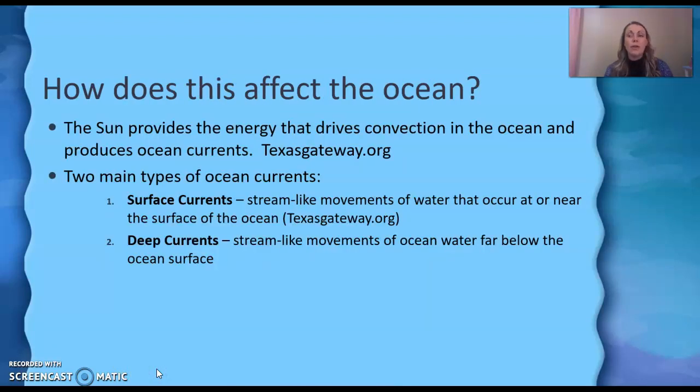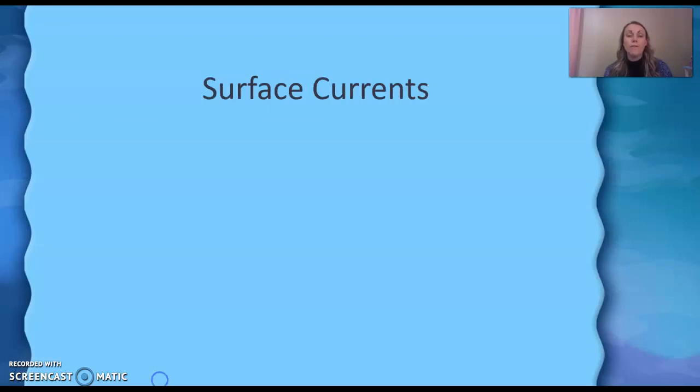How does this affect the ocean? The sun provides the energy that drives convection in the ocean and produces ocean currents. And there are two main types of ocean currents that are produced. We have surface currents and we have deep currents. Surface currents are easy to remember because they're stream-like movements of water that occur at or near the surface of the ocean. Deep currents are stream-like movements of ocean water that are far below the ocean surface.